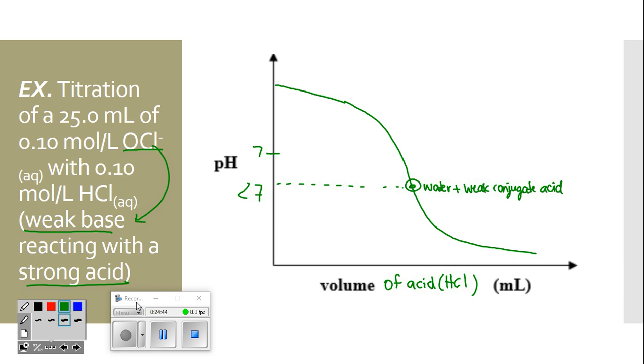Strong acids react 100%, but weak bases don't. They would be in equilibrium. Only some of the weak base would react, and I would be left with weak base and its weak conjugate acid. So the rule is if you have something that's weak, its weak conjugate will be present at the endpoint. If you have something that's strong, it should be making water at the endpoint.